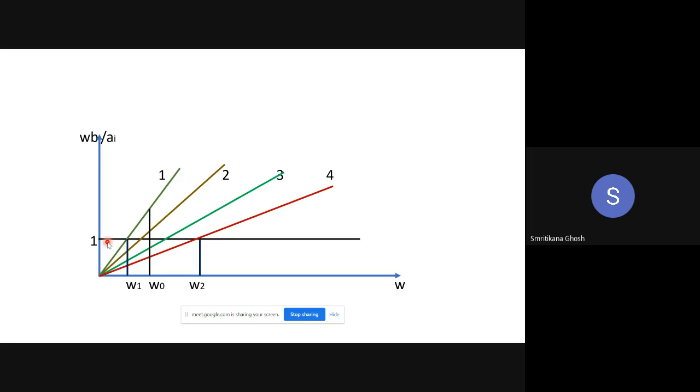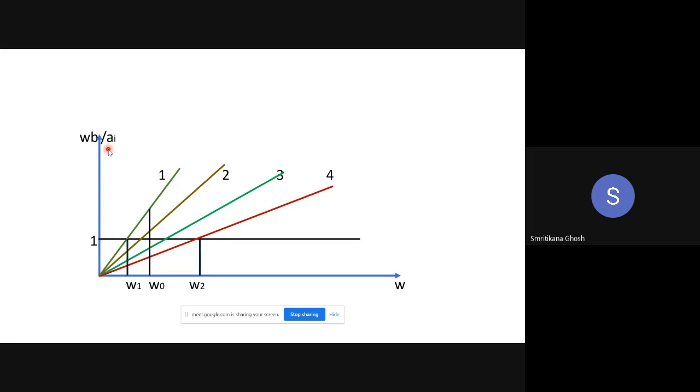Similarly, if the wage is greater than W2, like here, then for all the commodities, if I just draw the line like this, the unit cost ratio will be greater than 1.